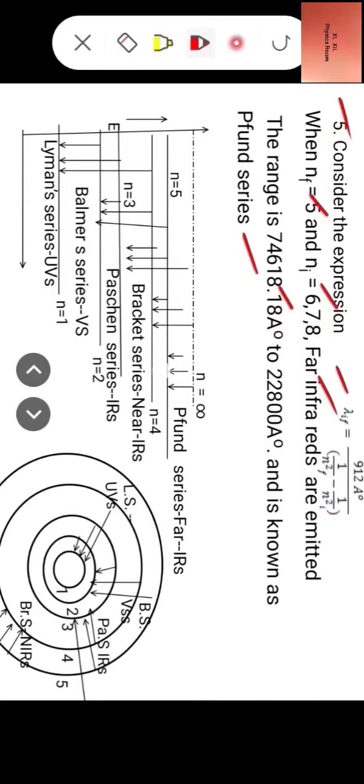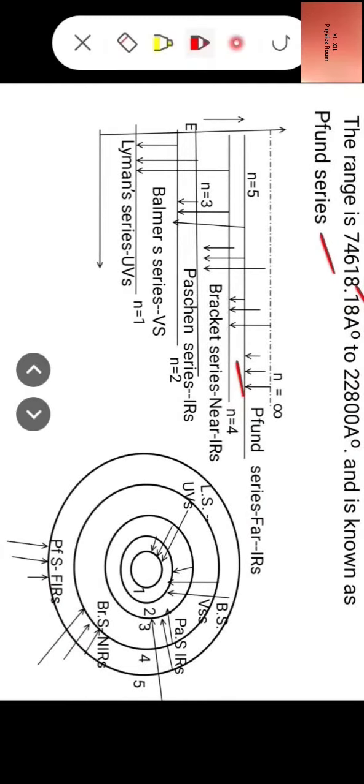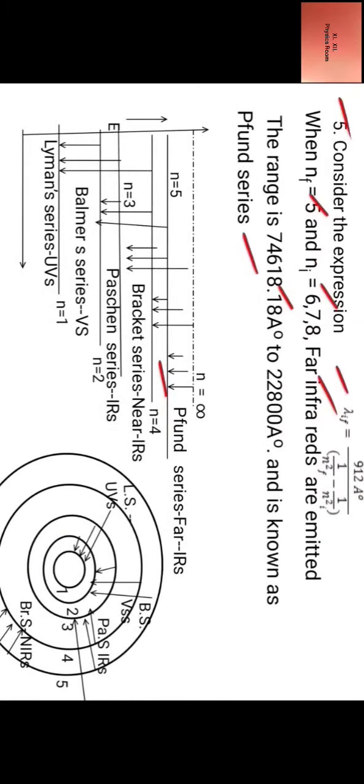Now here you can see this is the Pfund series. That is, when the electron jumps from the 6th to 5th orbit, 7th to 5th orbit, 8th to 5th orbit, and so on up to infinity to the 5th orbit, the Pfund series is emitted, and the spectral lines range from wavelengths 22,800 angstrom to 74,618.18 angstrom and are known as far infrareds.